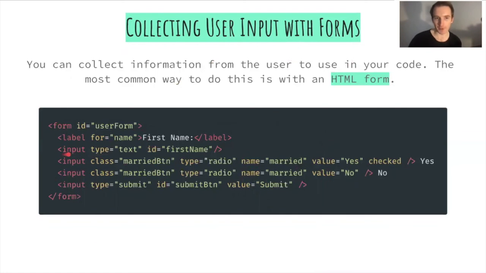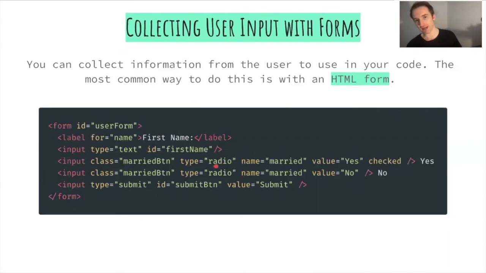So if we have an input type of text, that's like a text input where you could write your name or something. So the first one here is literally just an input that says, okay, first name. We'll expect me to put Adam in it, for example.